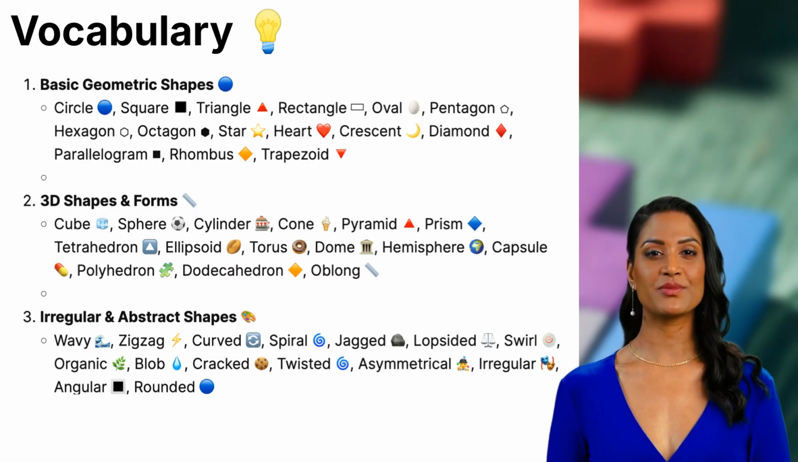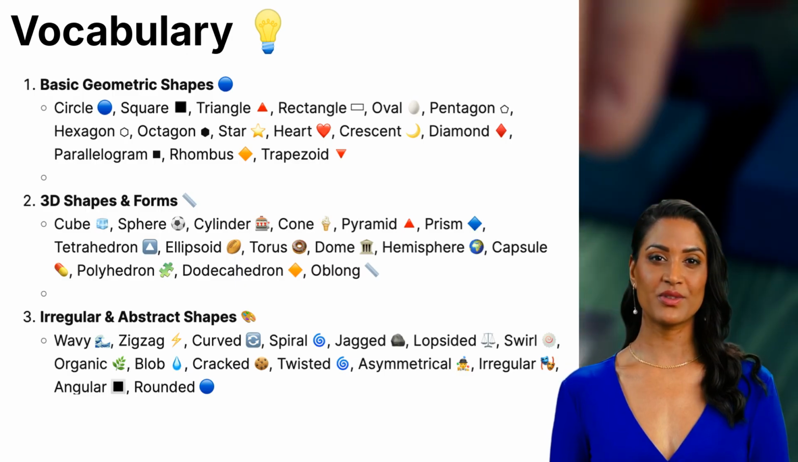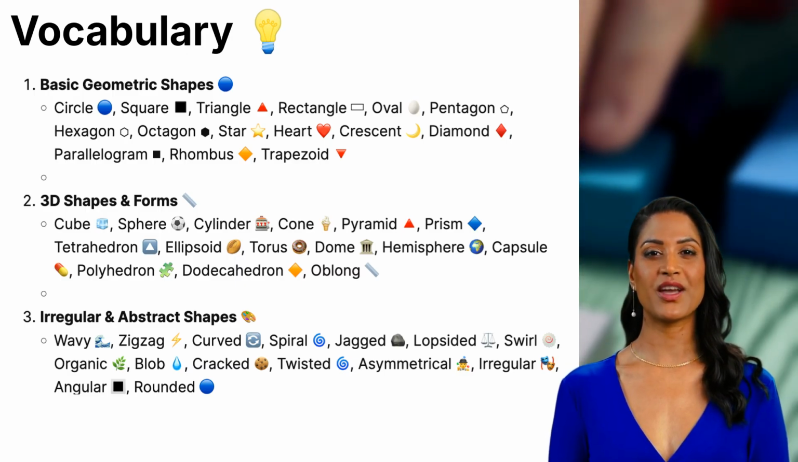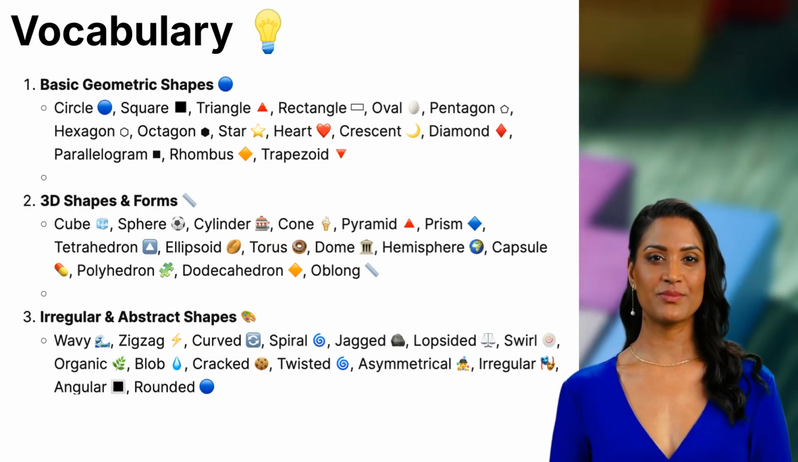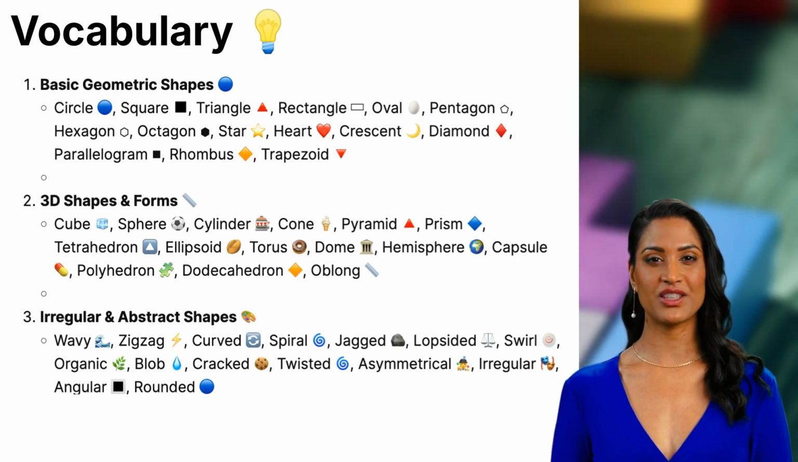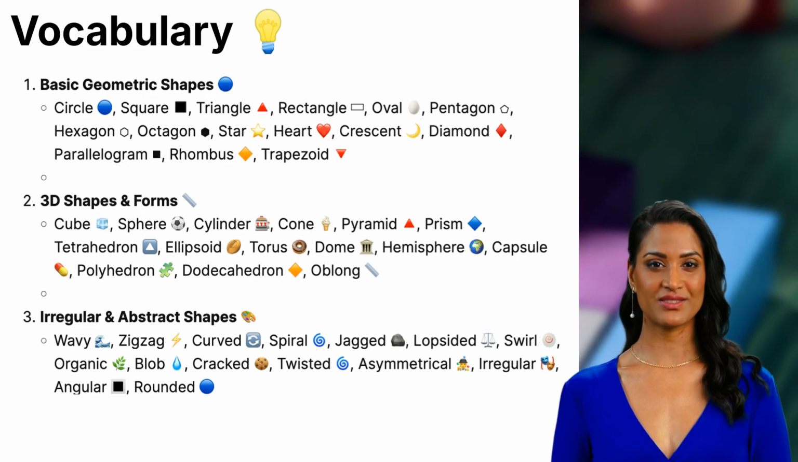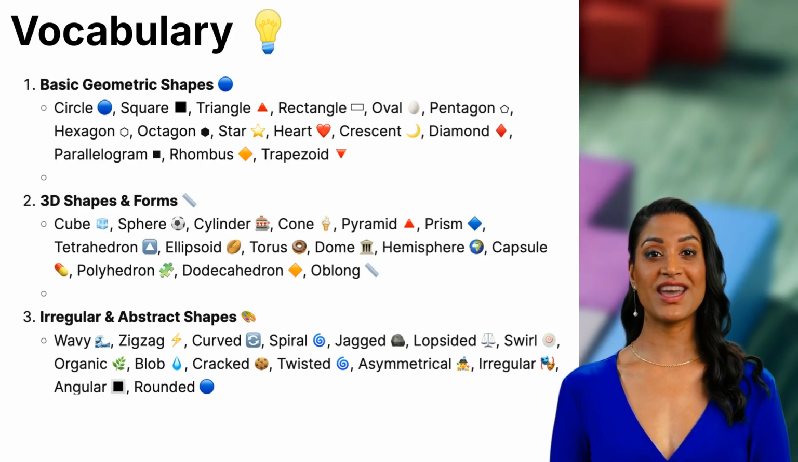Cone, a 3D shape with a circular base that tapers to a point. Pyramid, a 3D object with triangular sides meeting at a point. Prism, a 3D shape with 2 identical bases and straight sides. Tetrahedron, a triangular pyramid with 4 faces. Ellipsoid, a stretched sphere like an egg.